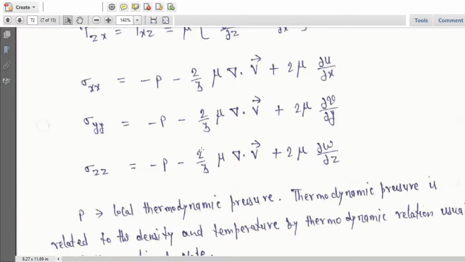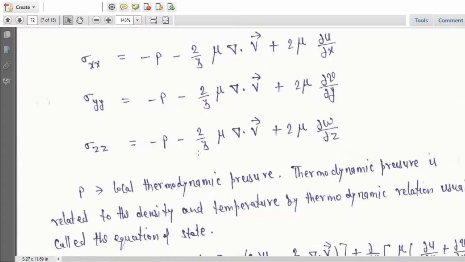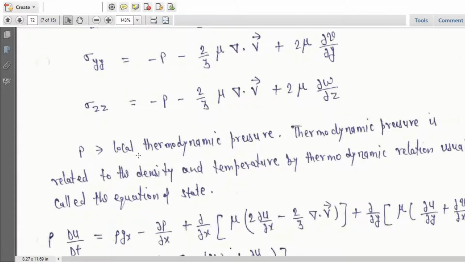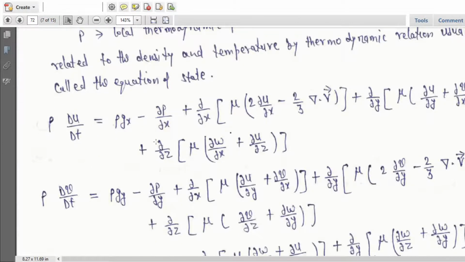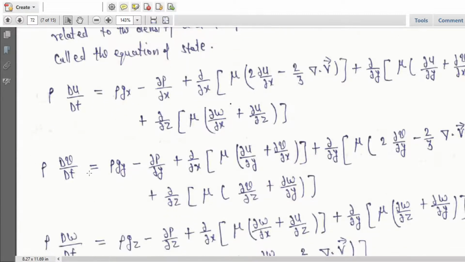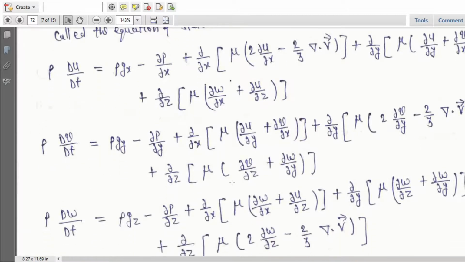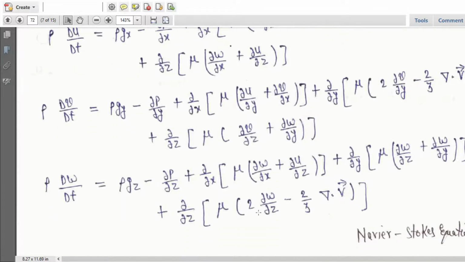So here p is the local thermodynamic pressure. If we substitute that there, our momentum equation would become like this. We have substituted the expressions of normal stress and all shear stresses here, and then we are getting these equations. The next equation is from here, then another equation from here. So these three equations are known as Navier-Stokes equations.